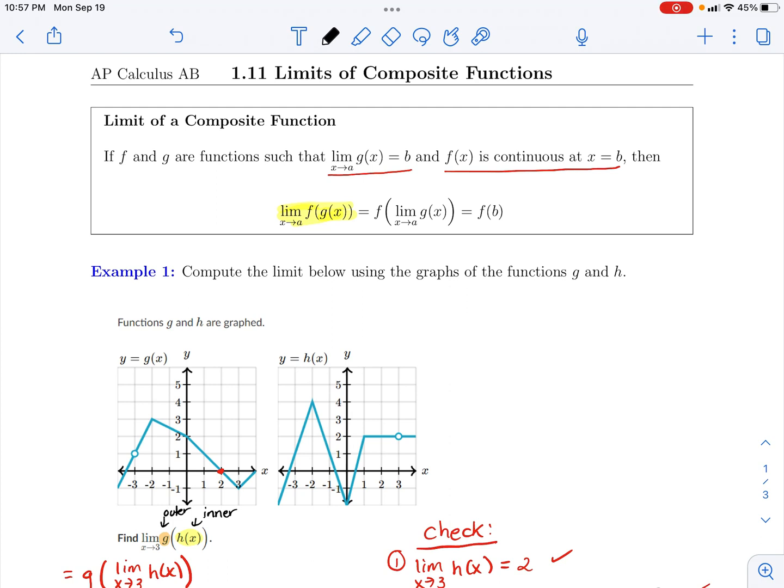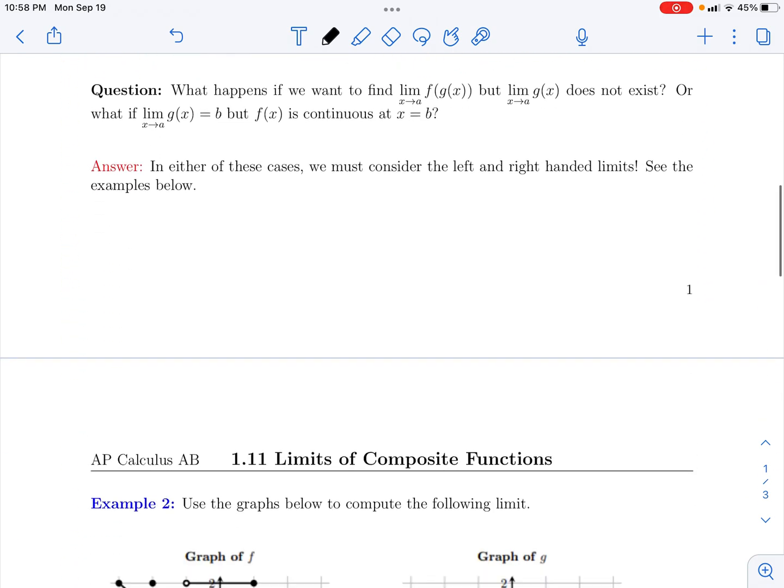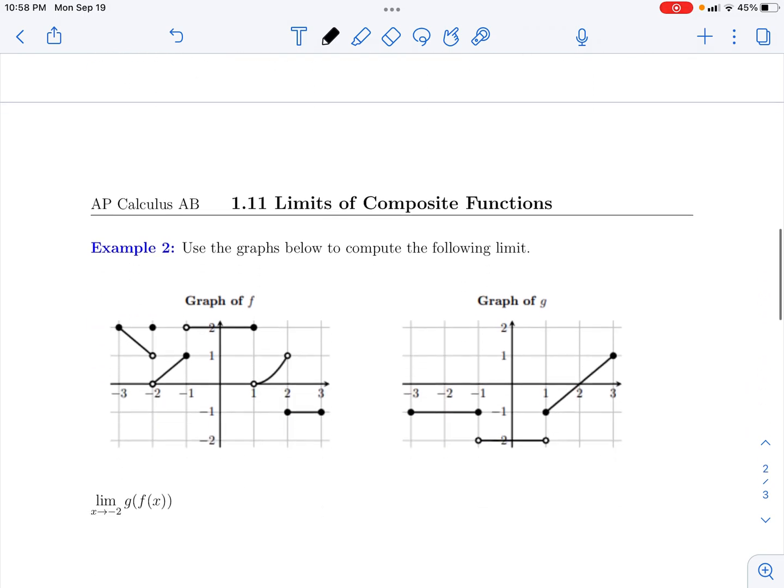Well, if that's the case, then we can't say this beautiful string of stuff, in other words, that the limit of the composite function is just equal to the outer function with the limit of the inner function just plugged into it, right? So we can't do what this property is telling us we can do, because one of those conditions would be violated in either of these cases that I'm talking about, right? So what do we do instead? I'm basically just telling you to consider the left and right-handed limits. Okay, so you're going to see in these examples what I'm talking about.